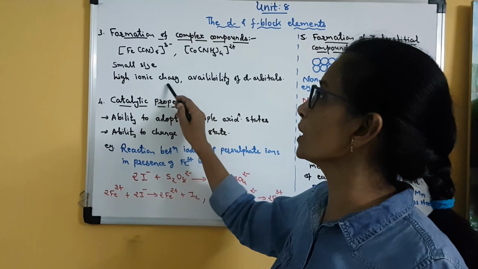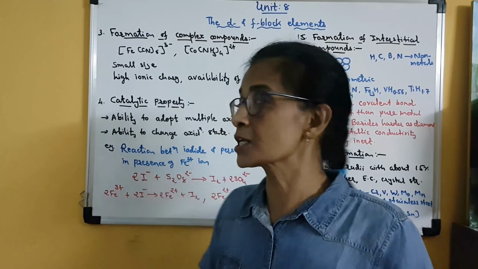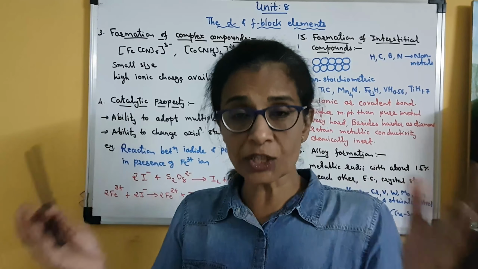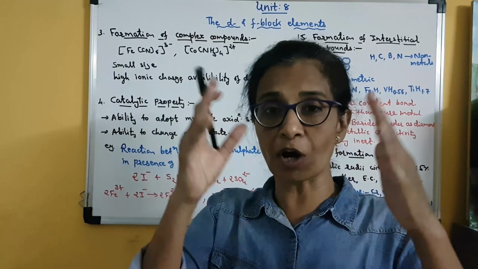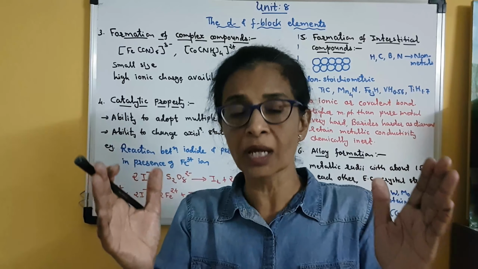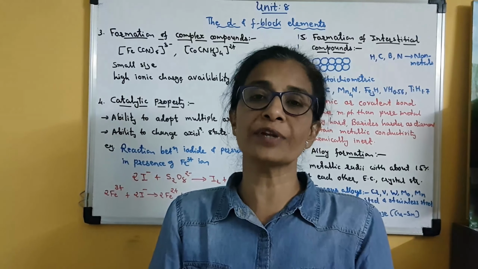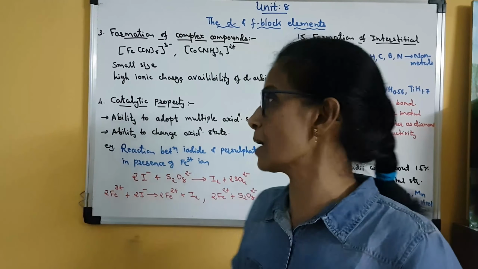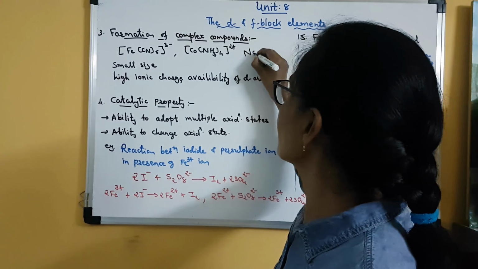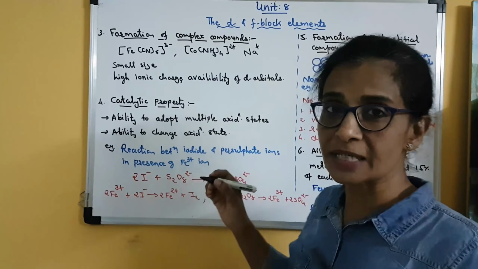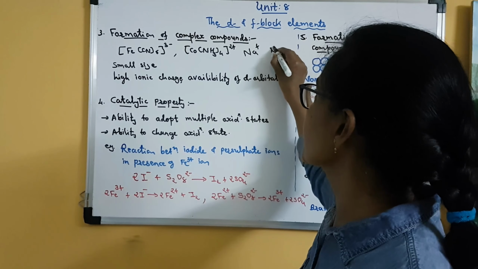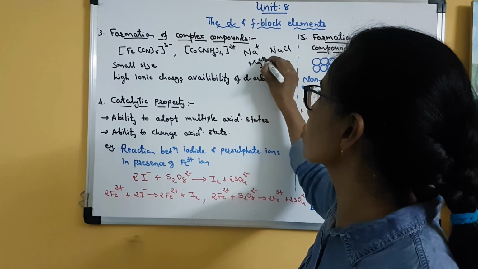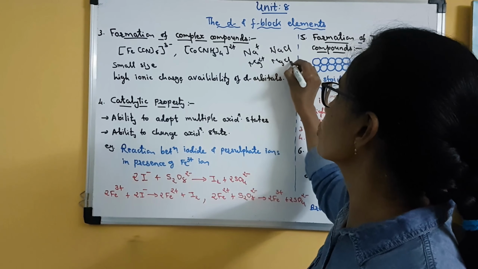Then they have high ionic charge. Clear? So what makes a difference when they have high ionic charge? If the ionic charge is more, meaning if the valency or the oxidation state of the metal ion is more, it can combine with more negative ions or more neutral molecules. Here I would like to tell you a simple example. This is not a transition element, but just to make you understand. Na plus has oxidation state +1, so it can combine with one chloride ion. But Mg2 plus, magnesium, has +2 oxidation state, so it can combine with 2 chloride ions.